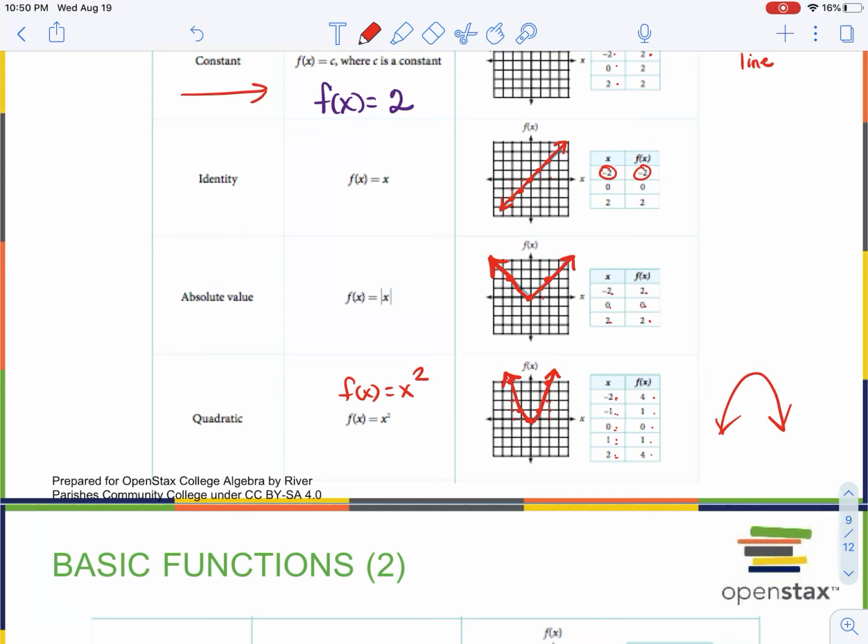So far we have a constant, which looks like this. Identity looks like that. Absolute value is a V, and quadratic is a parabola.